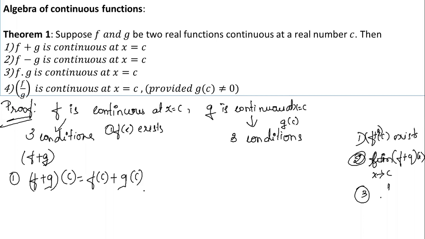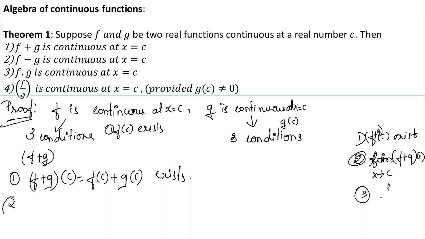Suppose you add 3 and 2. 3 and 2 are finite numbers. So when you add 3 and 2, what will you get? You'll get 5. Again, 5 is a finite number, which means a definite number. You know that number, correct? So clearly, f plus g of c exists. So the first condition is satisfied.